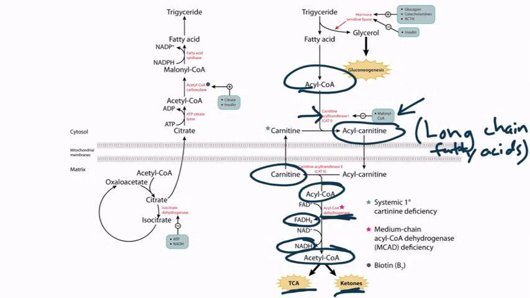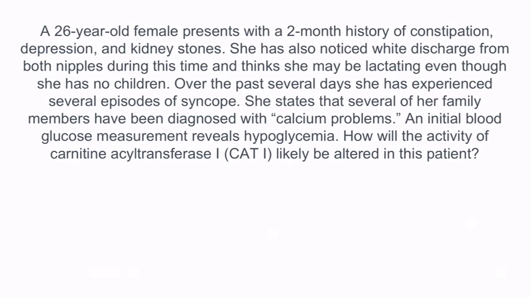Okay, let's do a question. A 26-year-old female presents with a 2-month history of constipation, depression, and kidney stones. She has also noticed white discharge from both nipples during this time and thinks she may be lactating even though she has no children. Over the past several days, she has experienced several episodes of syncope. She states that several of her family members have been diagnosed with calcium problems. An initial blood glucose measurement reveals hypoglycemia. How will the activity of carnitine acyltransferase 1 likely be altered in this patient?